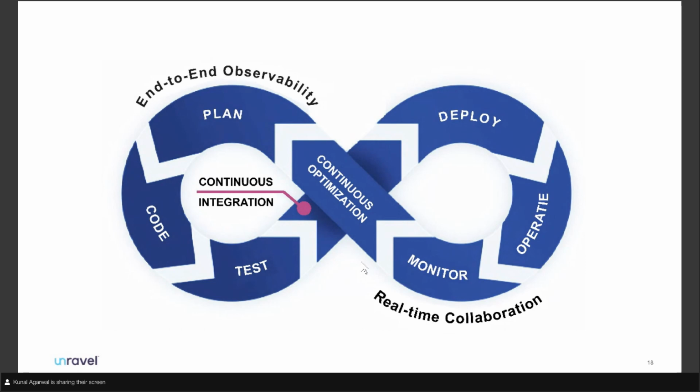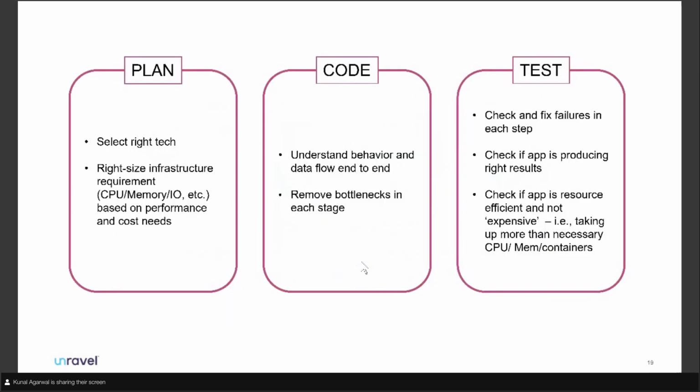We will be sending you this deck. You can download it so you have this cheat sheet with you for how you should be selecting the right tech and planning for sizing your infrastructure correctly. And then the coding and testing phase, always remember, it's not only about your individual stages, but about the entire pipeline. You want to make sure that you work on these things end to end, and you check for correctness, you check for quality, but you also check for efficiency and performance of your entire data pipeline.